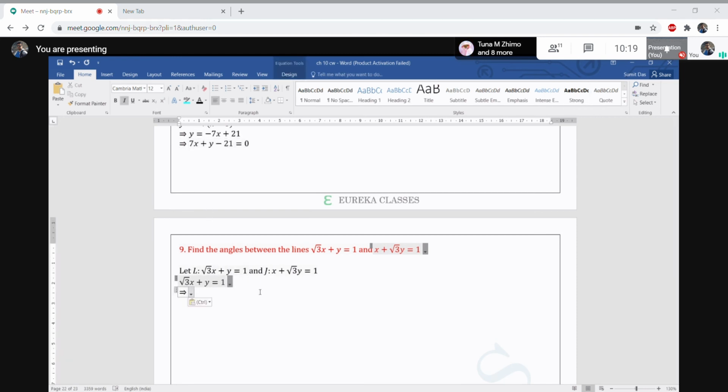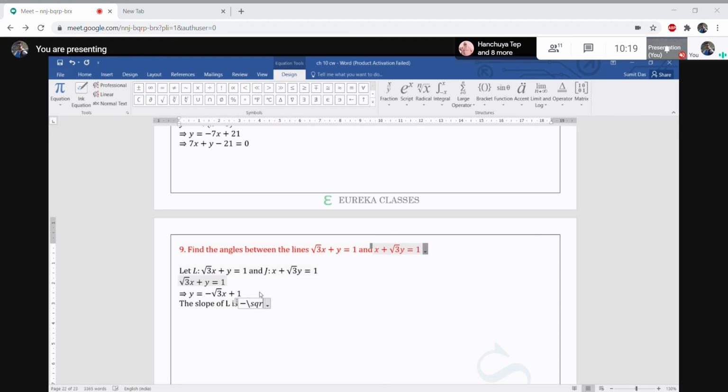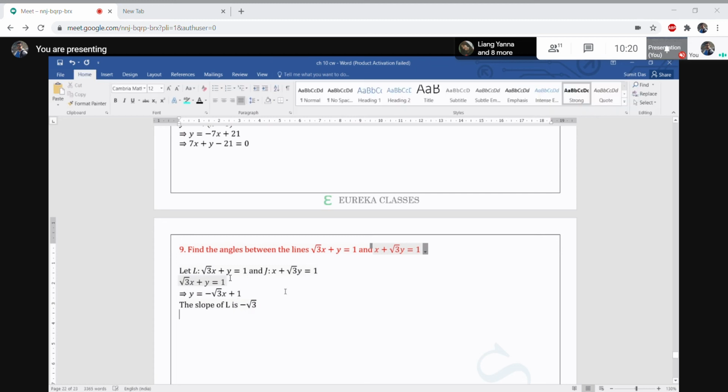What is y equal to? Y equal to, we can write, minus square root of 3x plus 1. Okay, so the slope of L is minus square root of 3. Okay, slope of L is minus square root of 3.